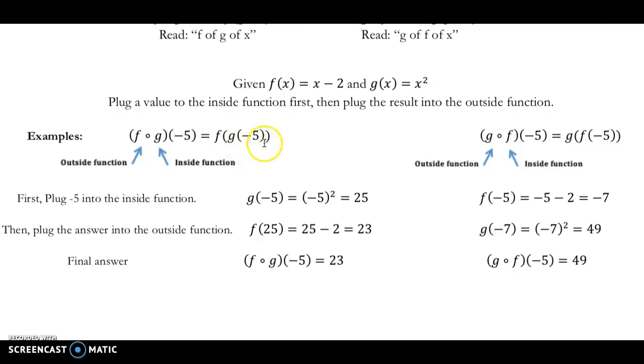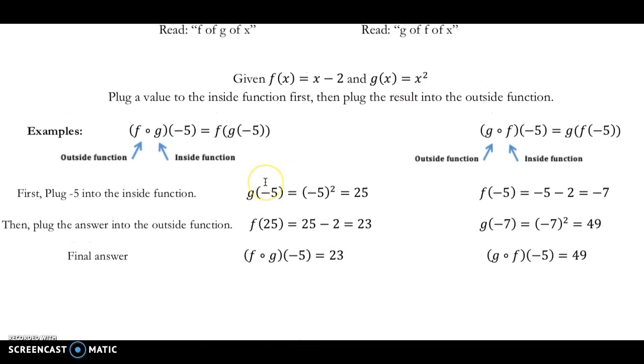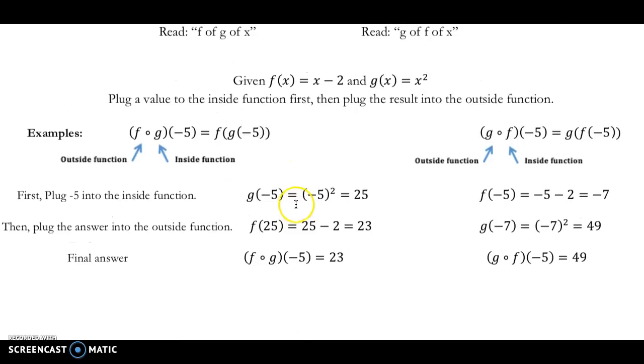So looking here, this inside piece says g of negative 5. What that means is I'm going to take this negative 5 and plug it into the g function. To remind ourselves, the g function is x squared. So I'm going to take this negative 5 and plug it in right here for x. Don't forget to use parentheses when you do that. So g of negative 5 is equal to negative 5 squared. Well, if I just square negative 5, that gives me positive 25. So we just took care of the inside piece.